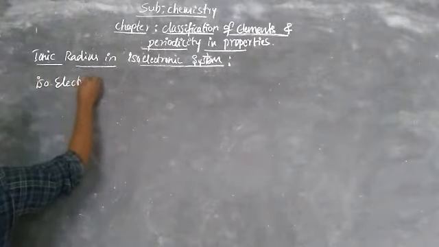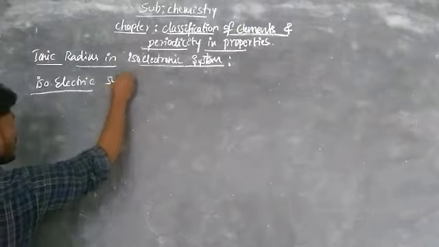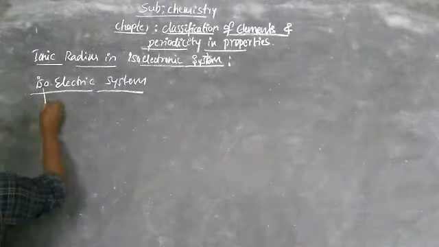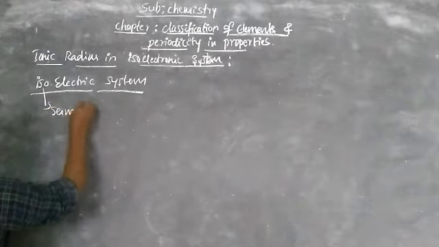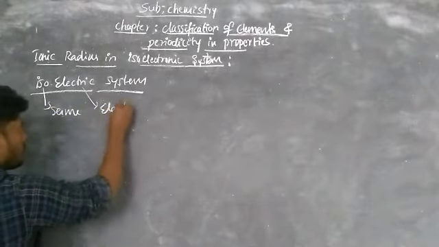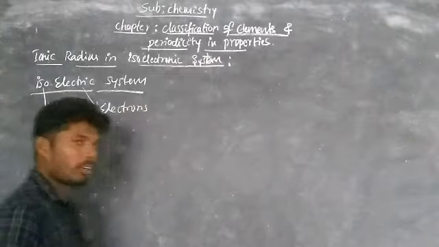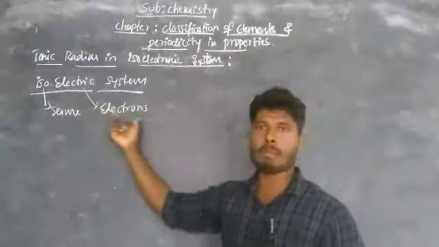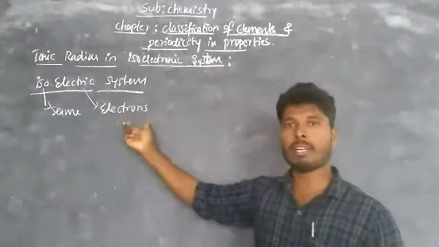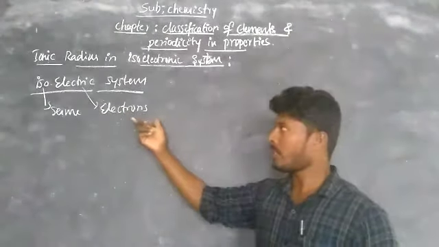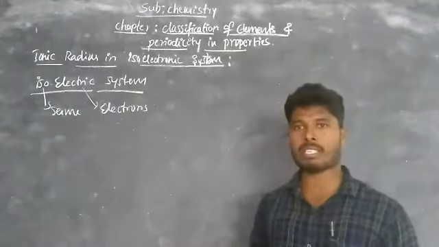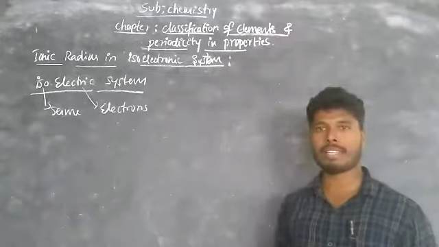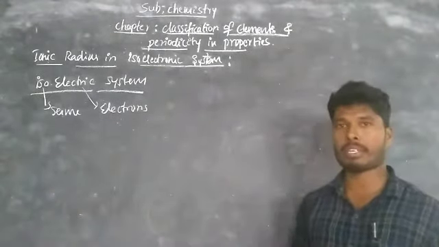Isoelectronic. Here there are two words, iso and electronic. Iso means same, electronic means electrons. So an isoelectronic system is nothing but an element or species having the same number of electrons but differing in their proton number, meaning charge number. Elements having the same number of electrons but differing in proton number are called isoelectronic species or isoelectronic systems.